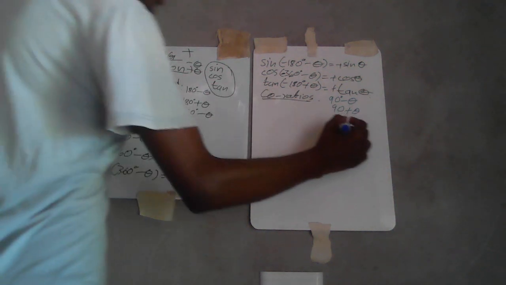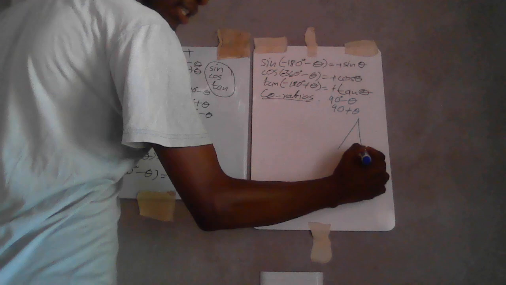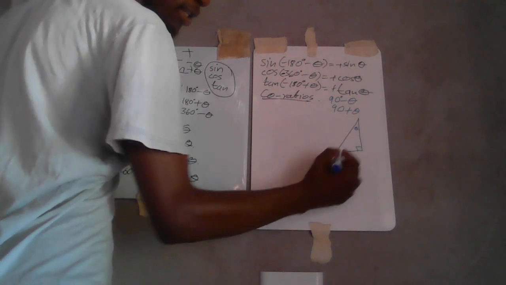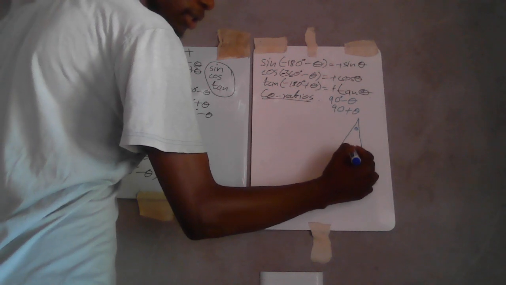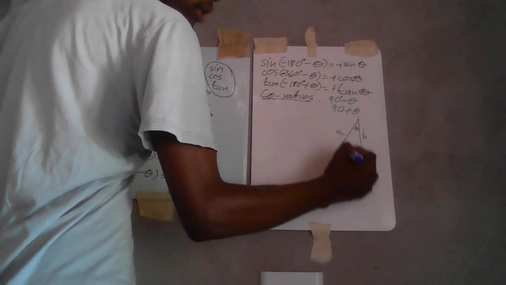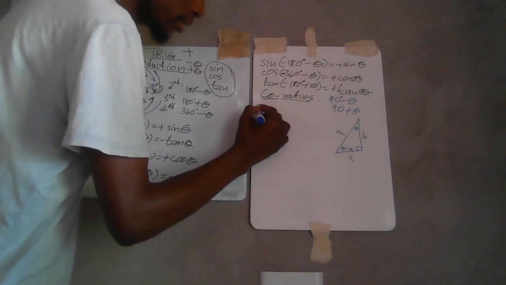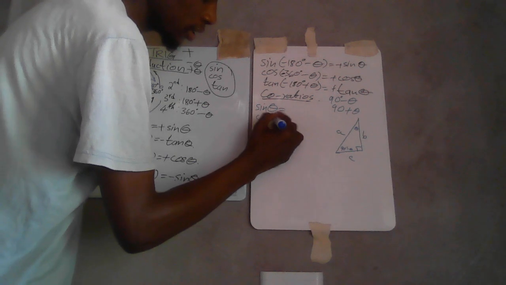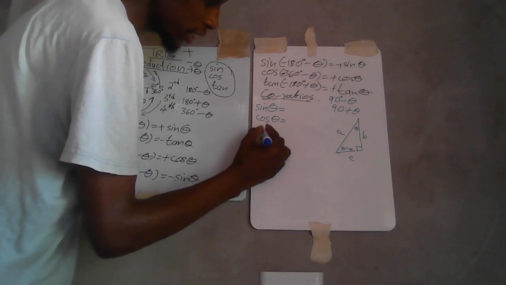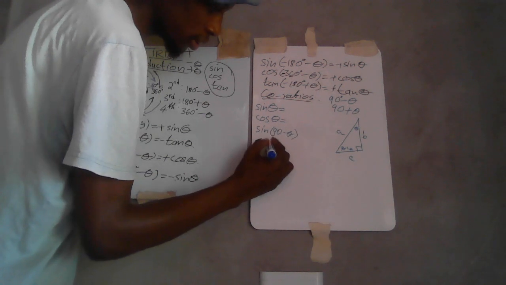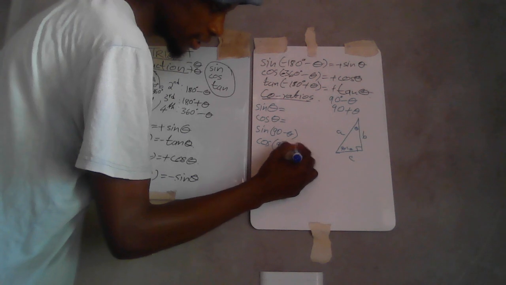So earlier, check something. Let's draw our right angle triangle like this, and let's name this angle theta. Obviously this one is 90 minus theta. And then let's say this side is B, hypotenuse AC. Let's try and find sine theta and cos theta, and find sine 90 minus theta and cos 90 minus theta.